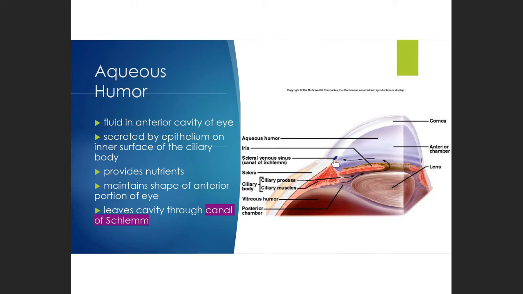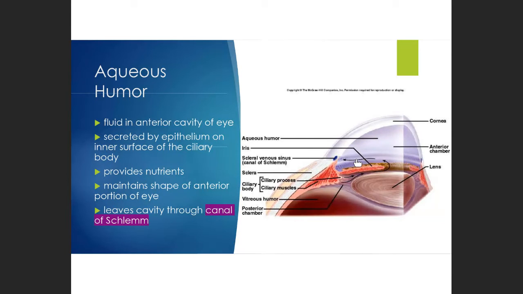Okay, if there is a blockage of the canal of Schlemm, intraocular pressure can become too high, and the patient can go into glaucoma. Glaucoma becomes dangerous when the intraocular pressure is dangerously high for too long, because high eye pressure can squeeze off the capillaries that support the structures here, and the patient can lose their vision.